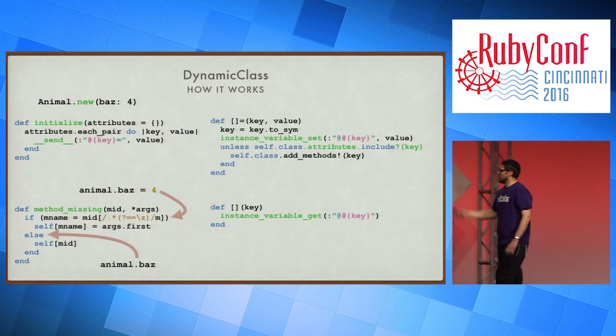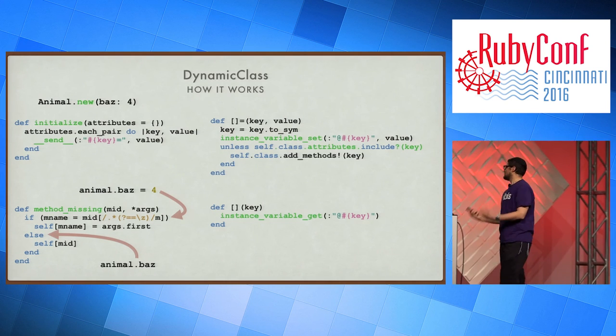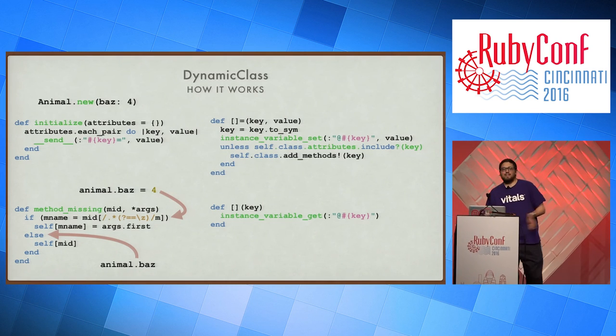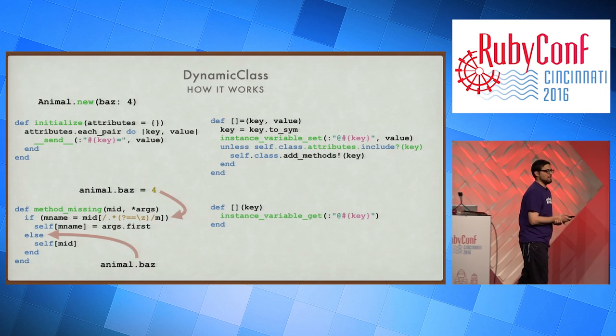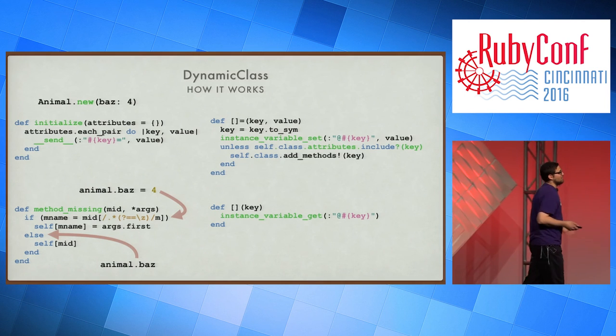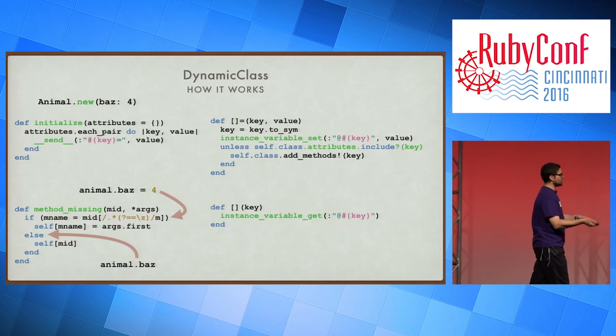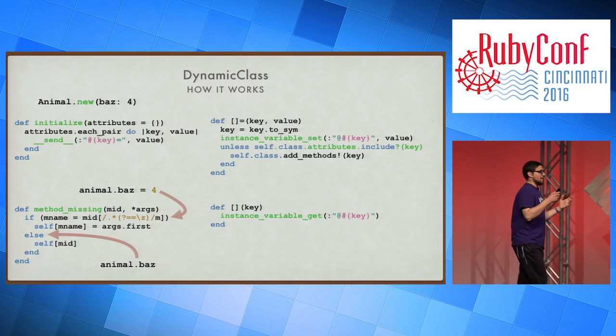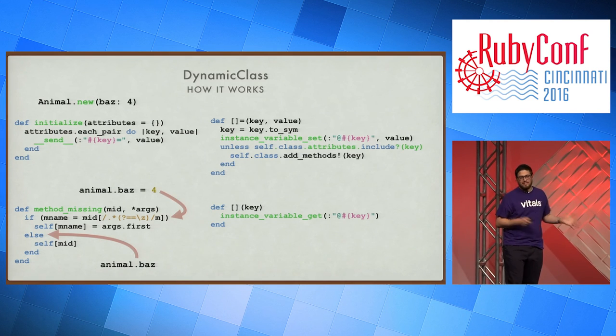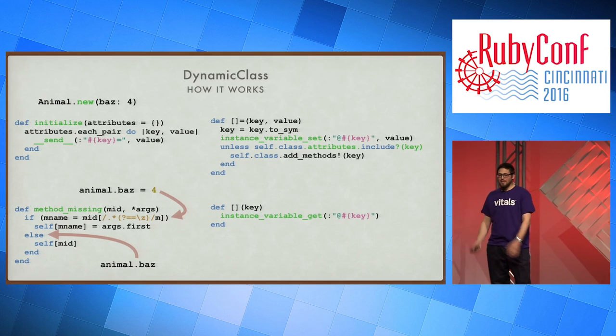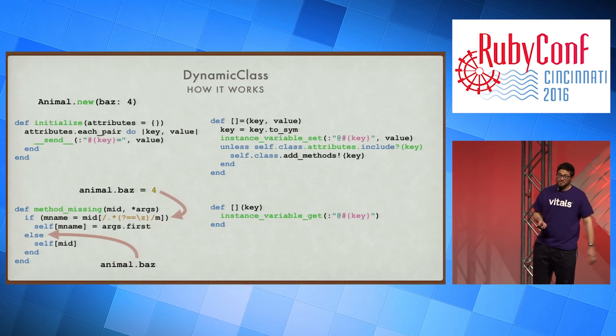Here's how those methods look. The brackets method is pretty straightforward. It's just an instance variable get. We're getting whatever at baz is inside of our instance. And the bracket equals method is where the magic starts to happen. We coerce the key to a symbol. We do an instance variable set. We're setting, in this case, at baz to 4. We're setting our key to our value. Again, just standard instance variables.